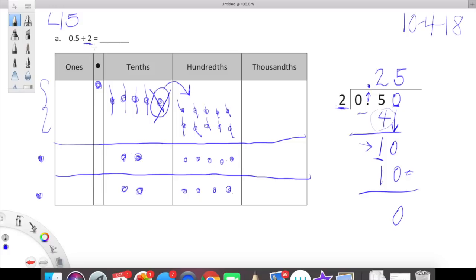So 5 tenths divided by 2 is 25 hundredths. As you can see, when we divide 0.5, 5 tenths into 2 equal groups, what we're going to end up with in each group is 2 tenths and 5 hundredths. 2 tenths and 5 hundredths. In each group, we have 2 tenths and 5 hundredths.